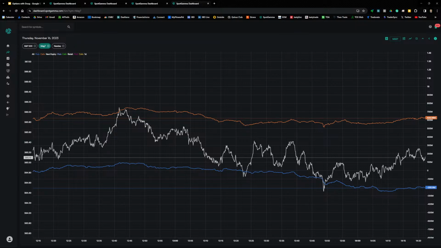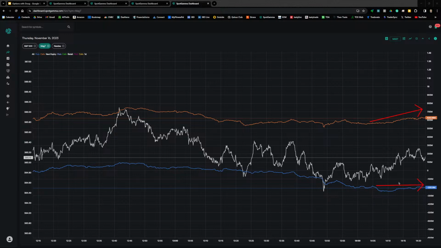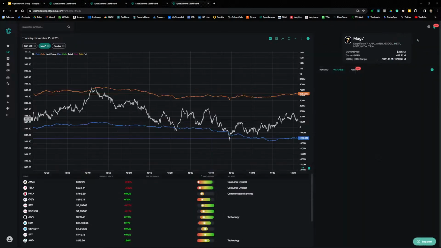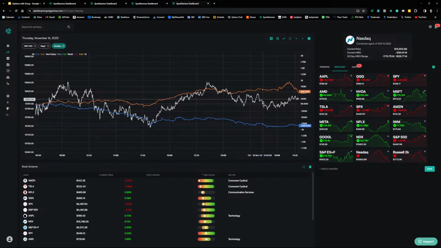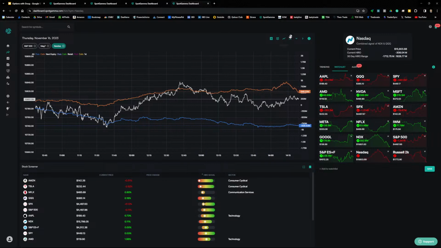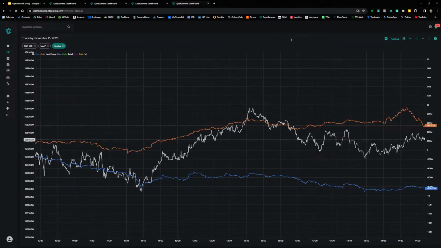So for price to move higher, I'd want to see the orange line starting to rise and the blue line either flatten or also start to rise would be even a stronger signal. Go back to NASDAQ. Well, now some call sellers are coming in.